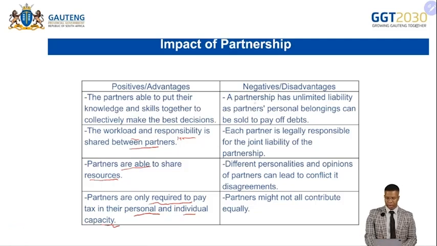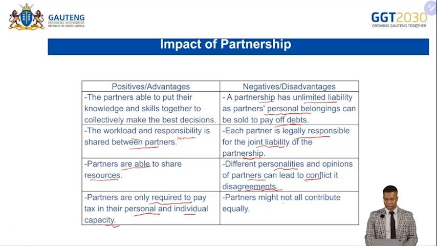And then negatives: a partnership has unlimited liability as a partner's personal belongings can be sold to pay off the debts of the business. And then each partner is legally responsible for joint liability of the partnership. So basically, when one decides to start a partnership, they will be agreeing to say now they are jointly liable for whatever may happen to that business. And then different personalities and opinions of partners can lead to conflict, which can be caused by disagreements when it comes to making a decision.